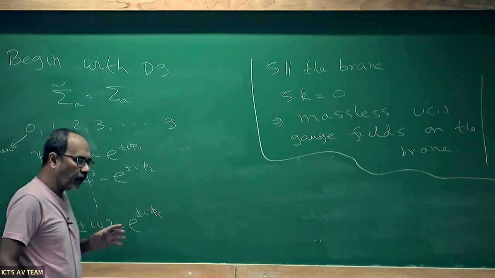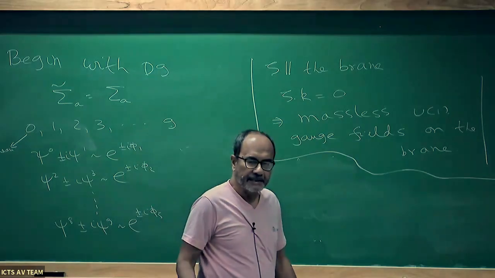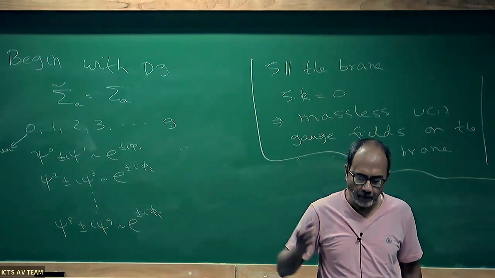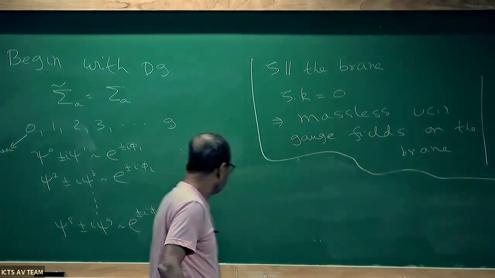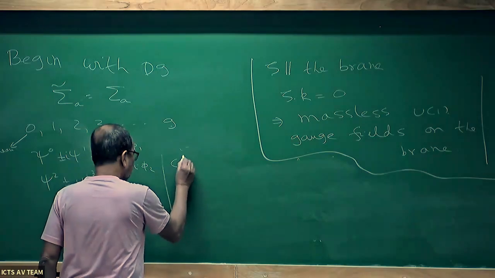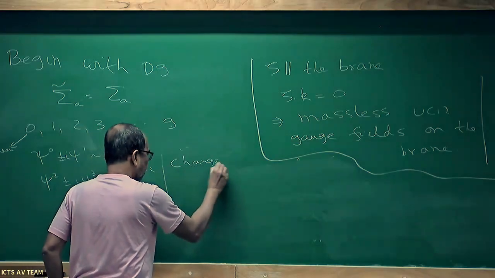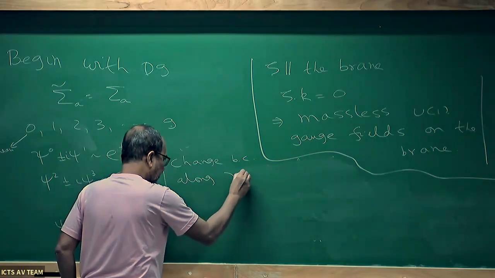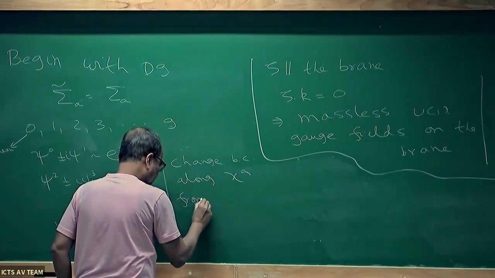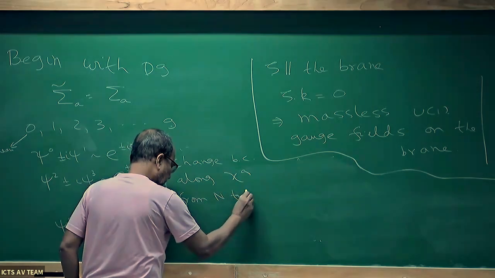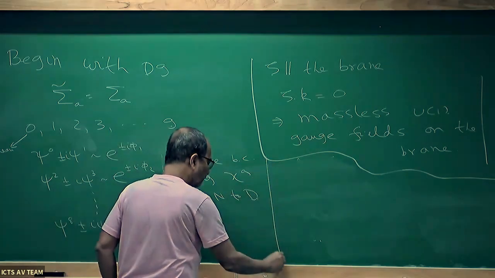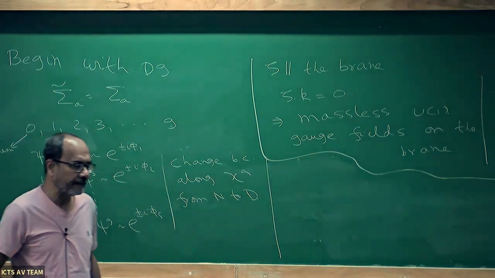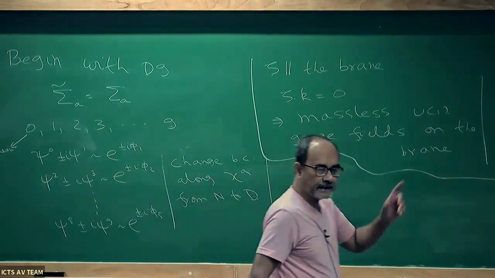Now, suppose on the 9th direction, you change the boundary condition from Dirichlet to Neumann. Sorry, from Neumann to Dirichlet. So change the boundary condition along the X line from N to D. Okay, and you want to see what effect it will have on the boundary condition on the sigmas.